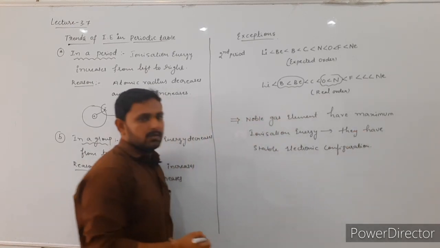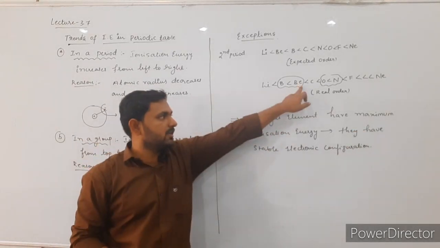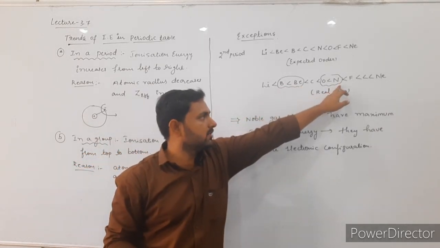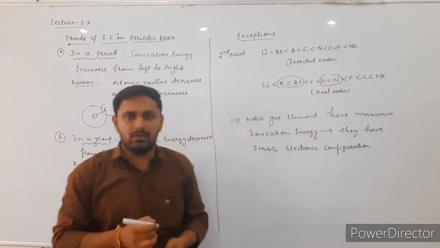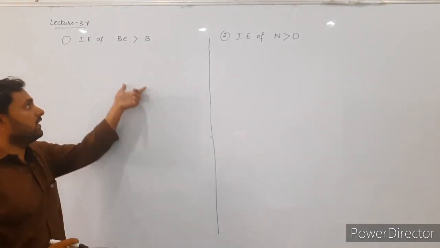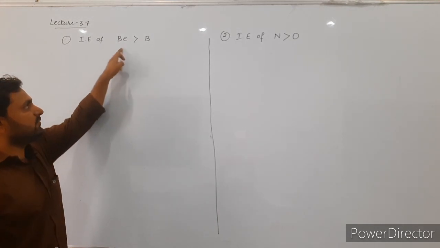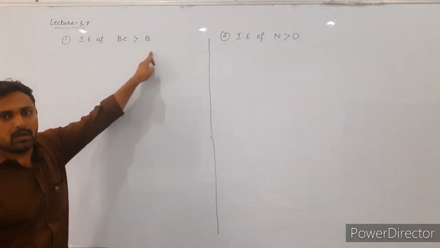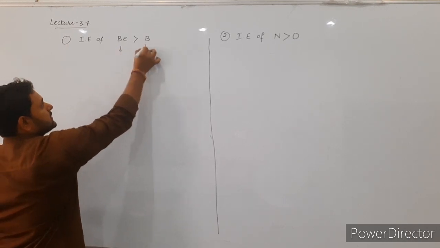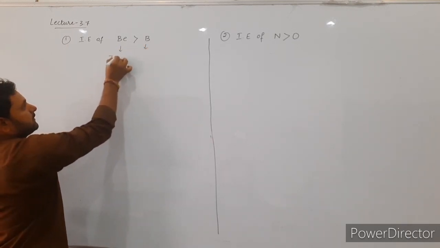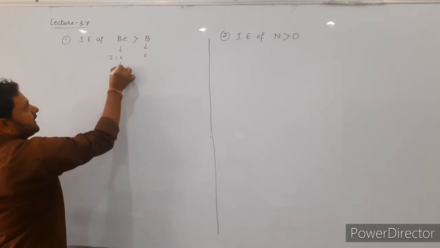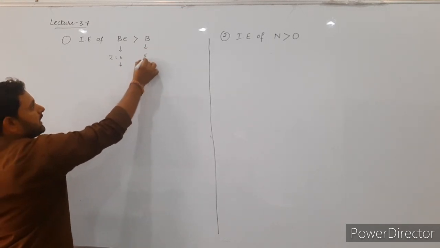Now let us discuss why the ionization energy of beryllium is greater than boron and why the ionization energy of nitrogen is greater than oxygen. Let us discuss the exception cases. The first one: ionization energy of beryllium is greater than boron. Now write the atomic number for both elements. What is the atomic number of beryllium? 4. What is the atomic number of boron? 5. Now write the electronic configuration for both atoms.